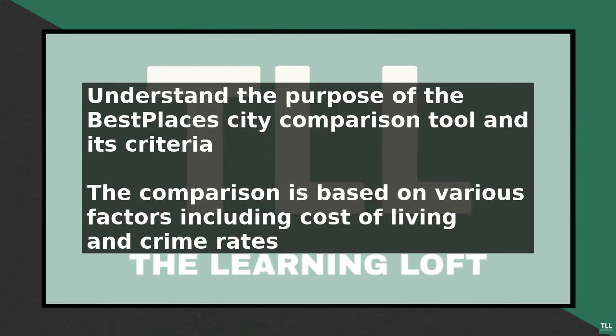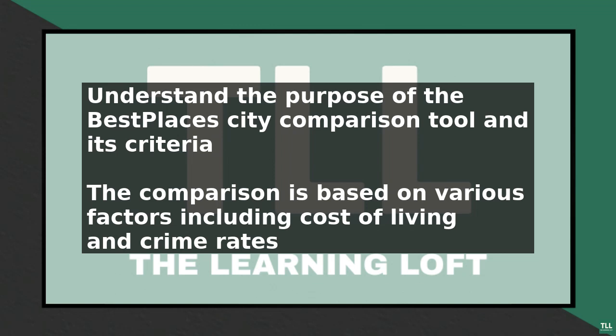To interpret the Best Places city comparison, start by understanding the purpose of the tool, which is to provide a comprehensive comparison of cities across various factors. The comparison is based on a set of criteria that includes cost of living, crime rates, education, health, housing, transportation, and climate, among others. First, select the cities you want to compare, and then navigate to the comparison page.